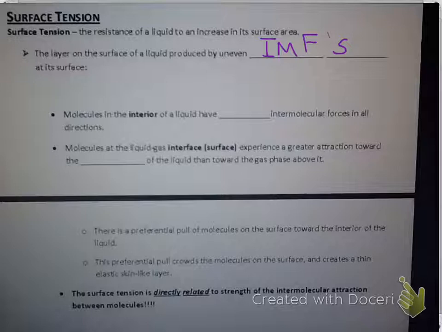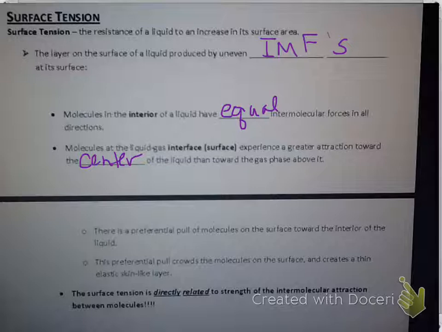Well, let's look at this diagram here. The first thing I'll say is the layer on the surface of a liquid is produced by uneven intermolecular forces at its surface. What do I mean by that? The molecules at the interior of a liquid have equal intermolecular forces in all directions. But the molecules of the liquid that are at the gas-liquid interface, the surface of the liquid, will always experience a greater attraction toward the center of the liquid than toward the gas above it.